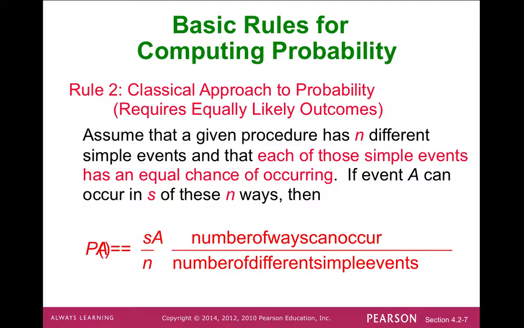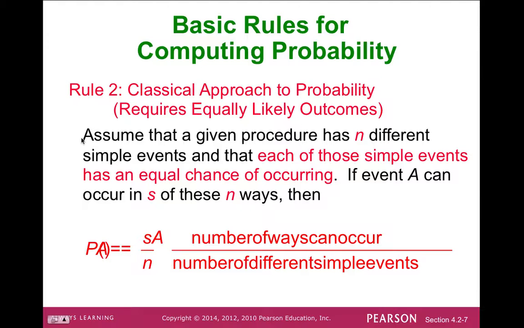Okay, the next rule is the classical approach to probability. Something to note, though, here is that it requires equally likely outcomes. So, for example, similar to what we were talking about with the coin flipping example, let's use an example of a dice instead. So imagine that you have a dice, a 6-sided dice. Each time that you roll the dice, you have the same likelihood of getting any one of the sides, unless of course you're using a weighted die, and then that wouldn't have equally likely outcomes.